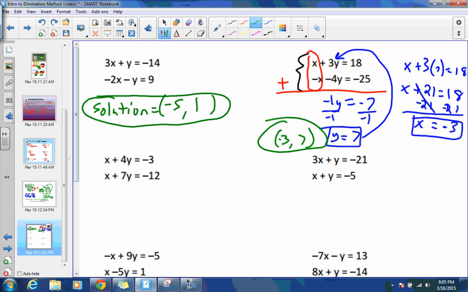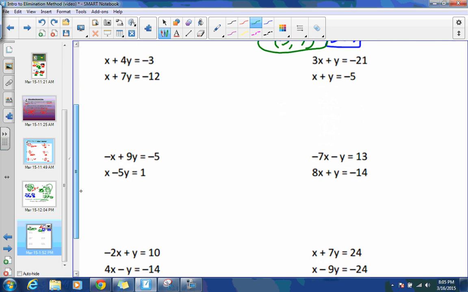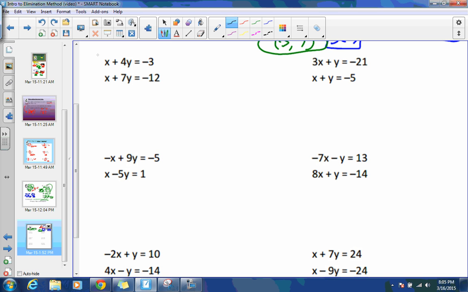All right, let's go on to the second row. First one here. We are given x plus 4y equals negative 3, and x plus 7y equals negative 12. Now, if you notice here, we're going to take a look at those x's again. But in this case, to eliminate the x's, we have to make one of them opposite.